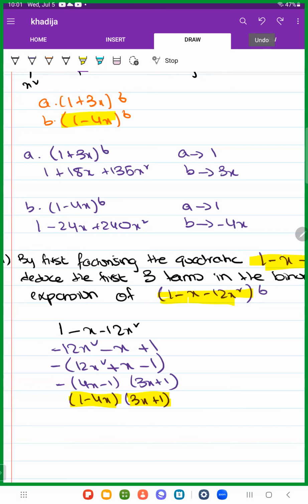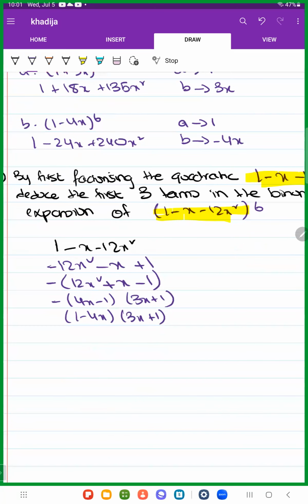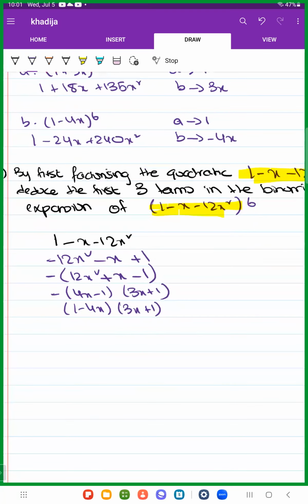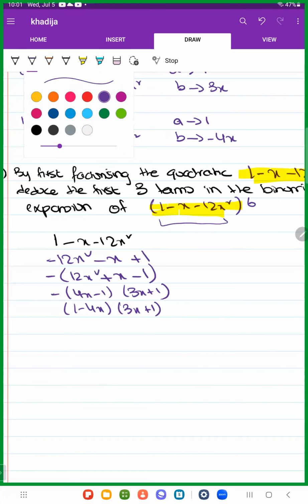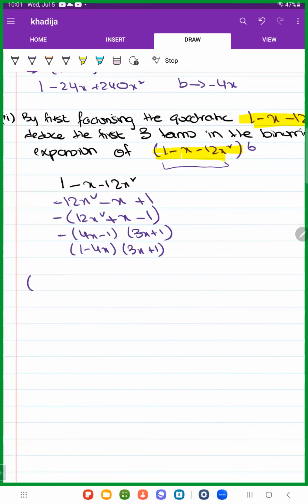Right now, do you see the similarity between the questions? Do you see that the expression that we found out is similar to this? We have powers over here, but we don't have powers over here, yes? But what they're saying is, find the first 3 terms in the expansion of this. So this is equal to 1 minus x minus 12x squared. Can I write this is equal to 1 minus 4x to the power 6 and 3x plus 1 to the power 6? Is it the same thing? Yes.